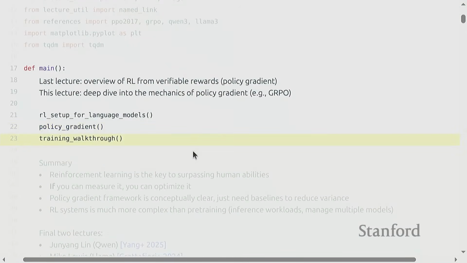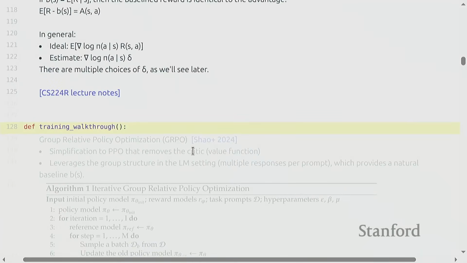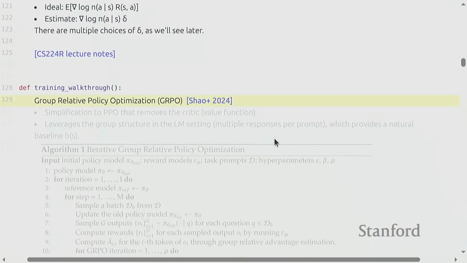Okay, so now let's try to dig a little bit deeper. We're going to define a simple model, a simple task, and walk through some code that may or may not look like assignment 5, and we'll try to hopefully do some runs.